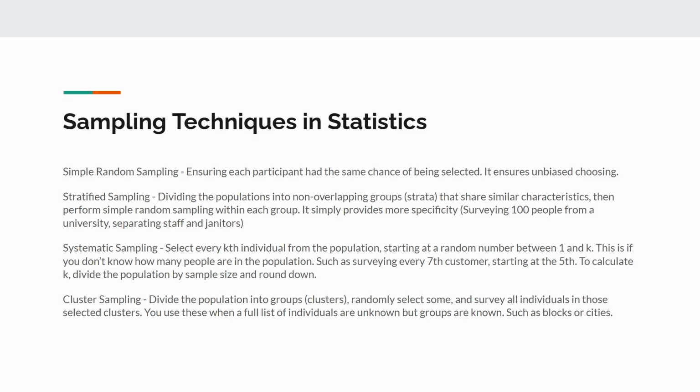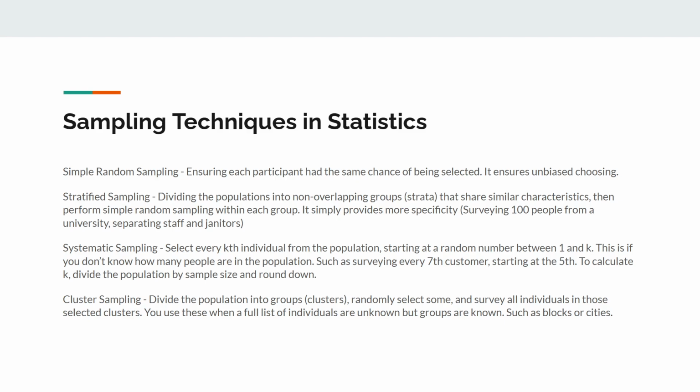So if we start at 5, then we survey a customer at Target. We survey the fifth customer, and then we'll survey every 7 customers. So it'll be the 12th customer, the 19th customer, the 26th customer, the 33rd customer, and so on and so forth. And to calculate k, you just divide the population by the sample size and round down.